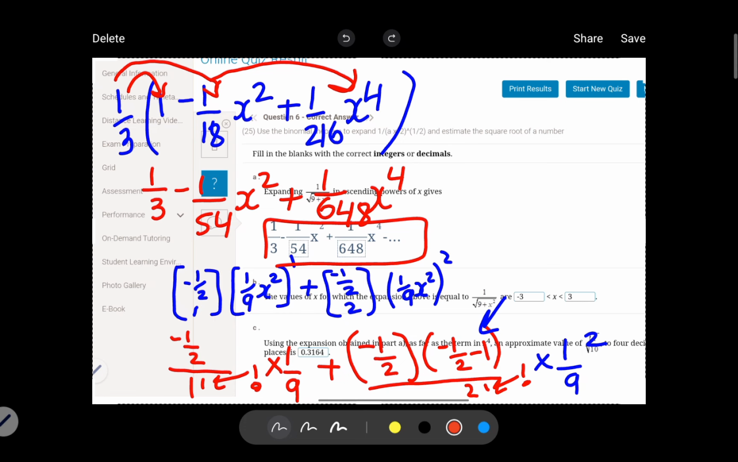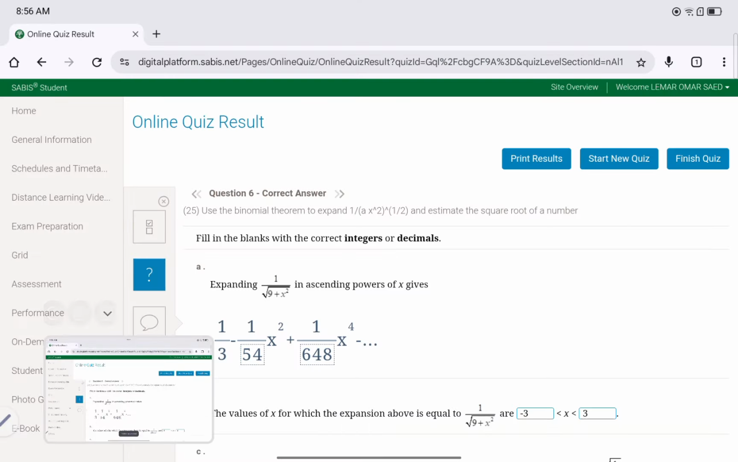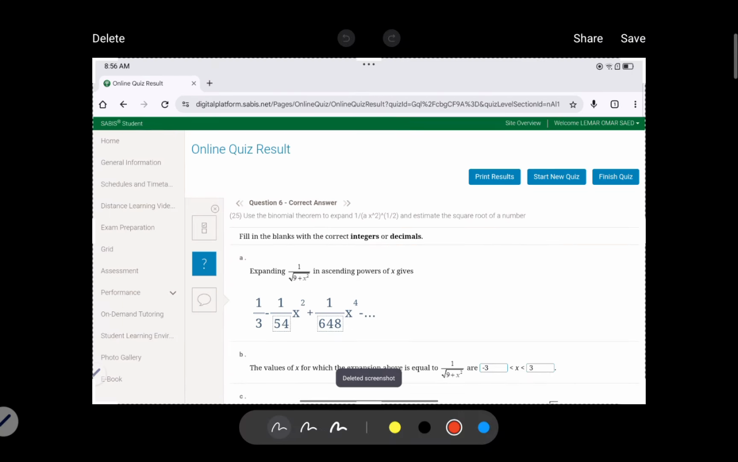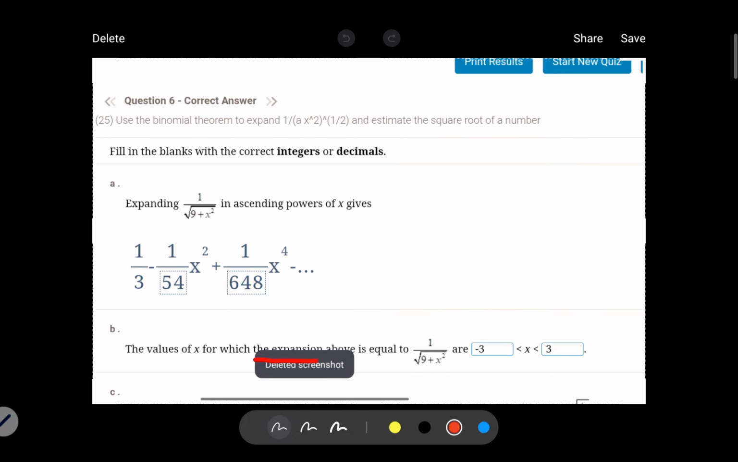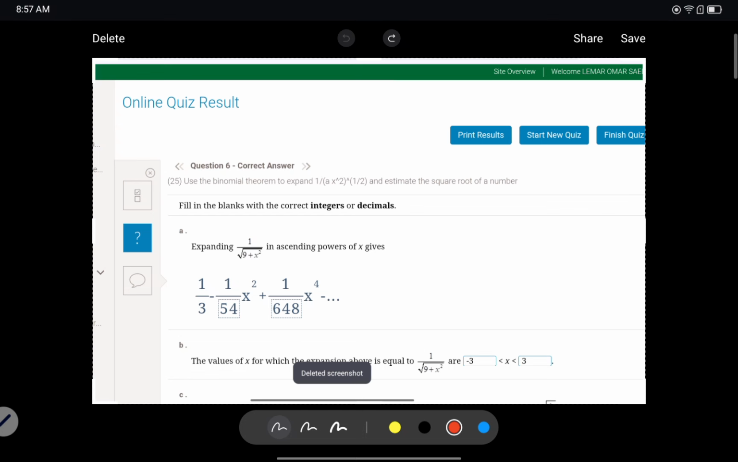Okay, now for part C, let me get just a new page. Part B. They want the expansion. This is equal to 9 plus x squared, 1 over 10. Like we could say this from our head. 1 over 10 is basically, sorry, 1 over 9 x squared.